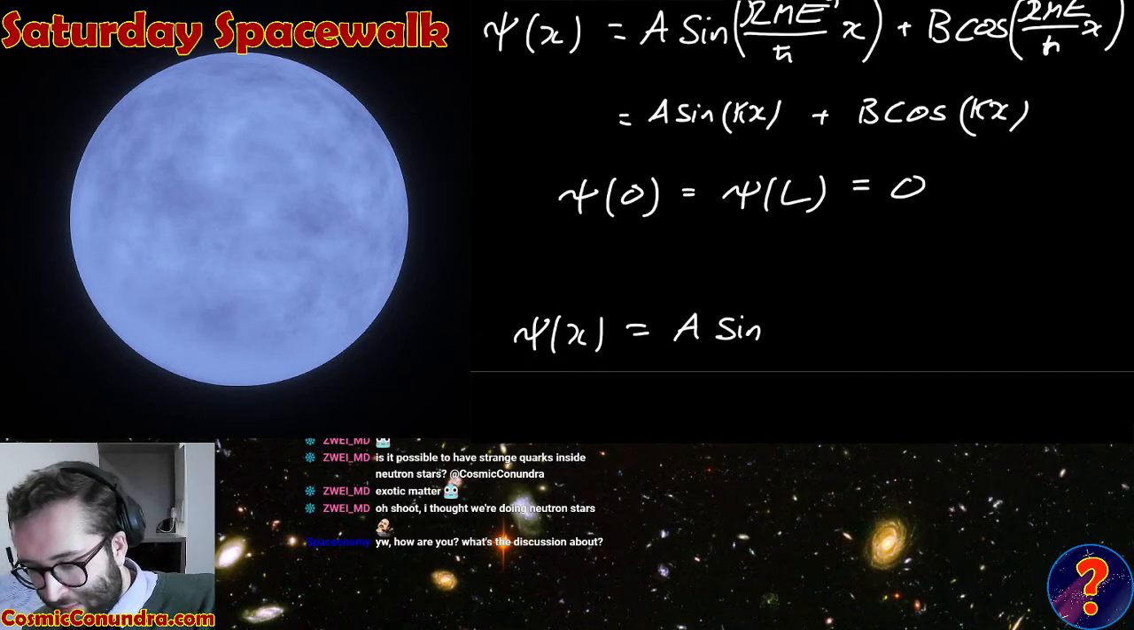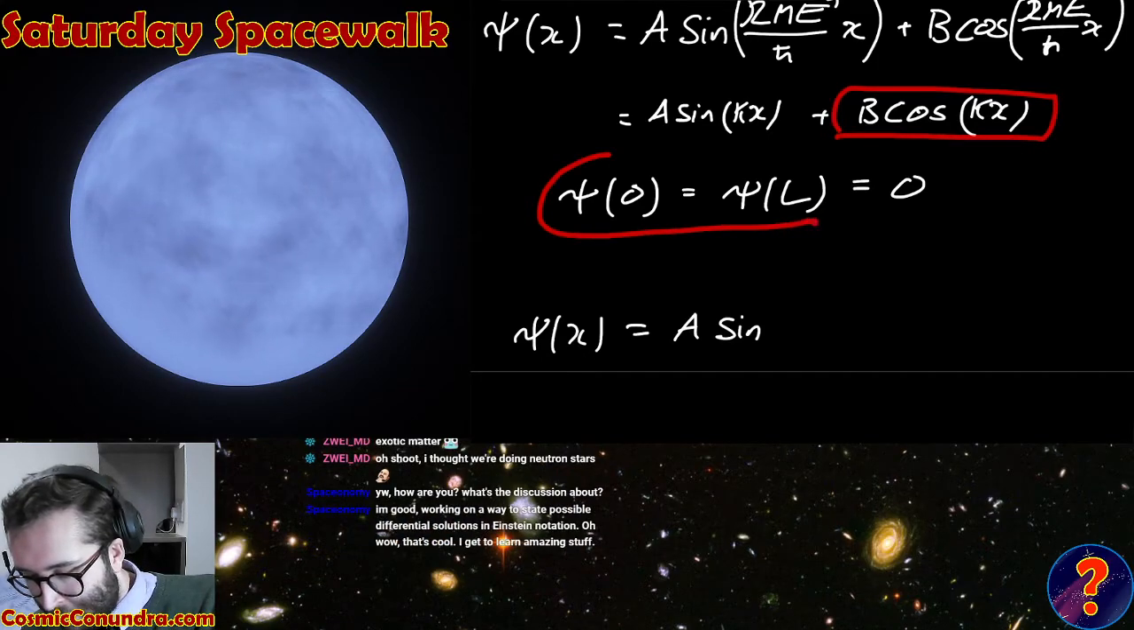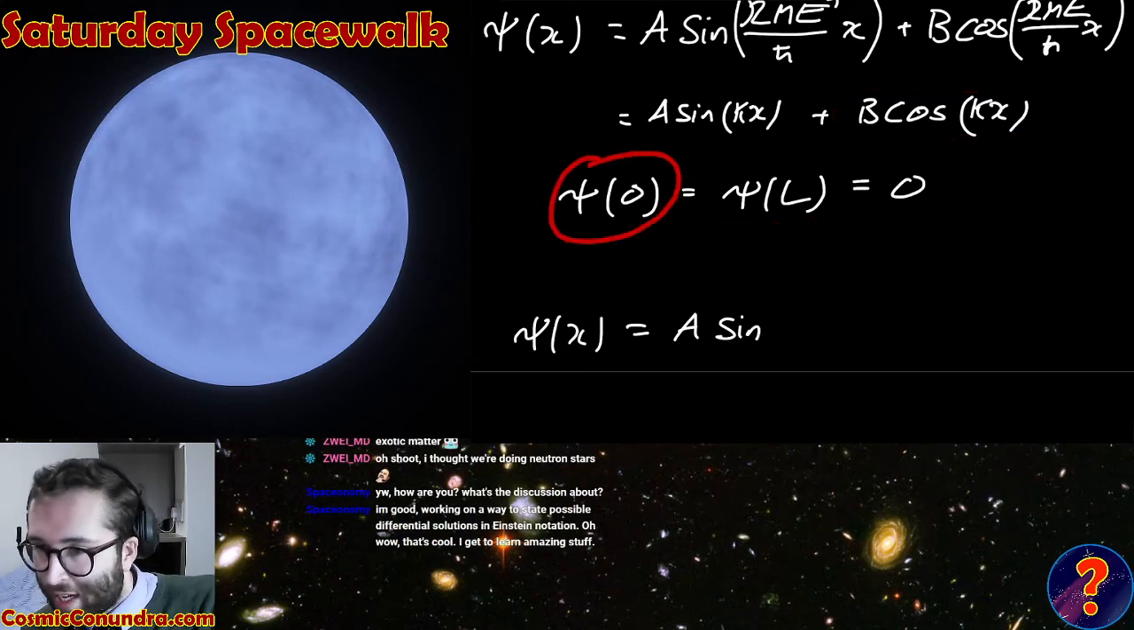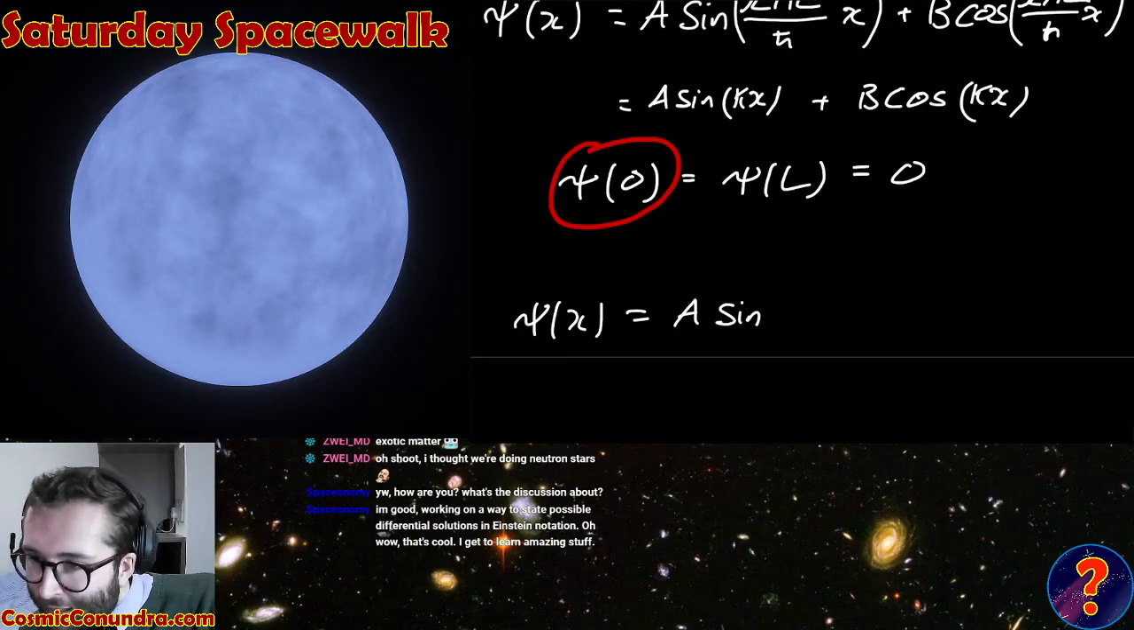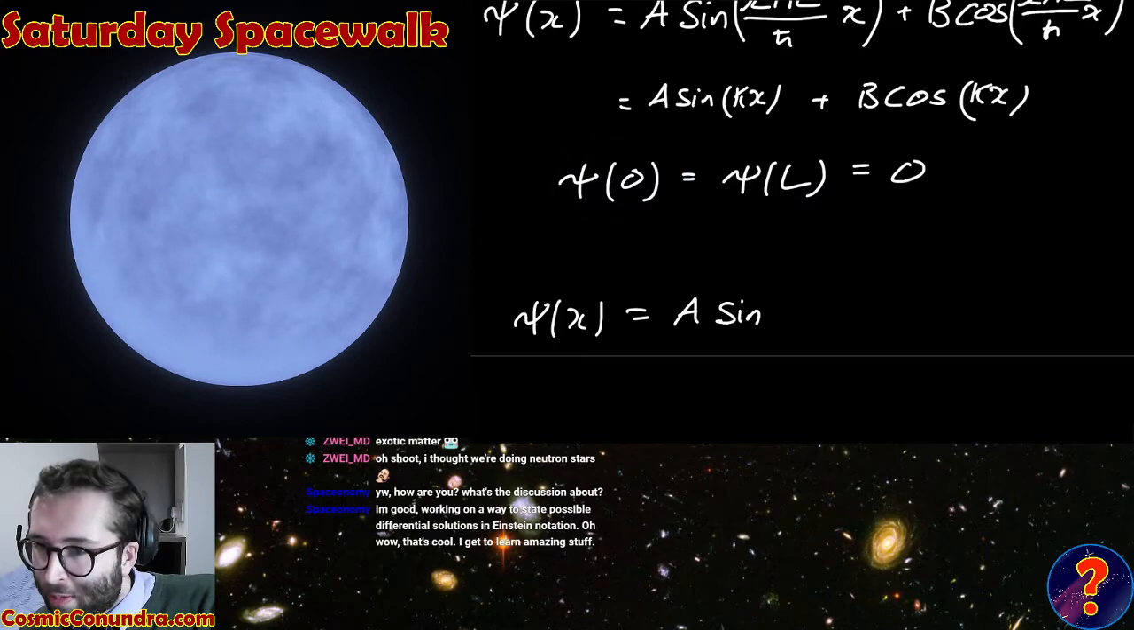So, if you like, the fact that the cosine goes away comes from this boundary condition involving psi 0. Working on a way to state possible differential solutions in Einstein notation. Oh, well, that's cool. Got to learn amazing stuff.